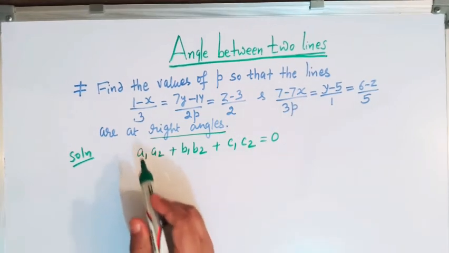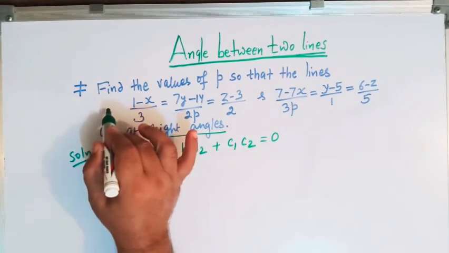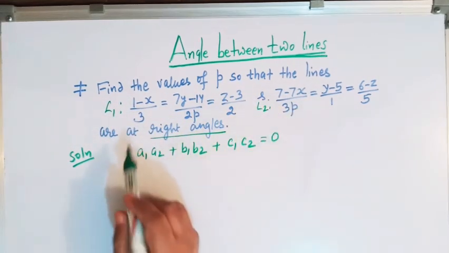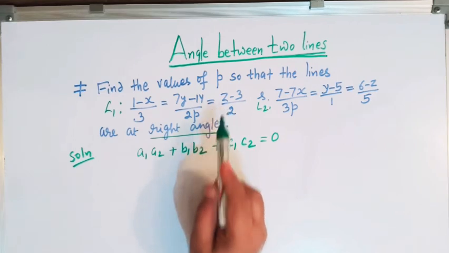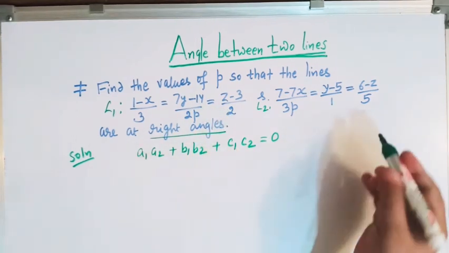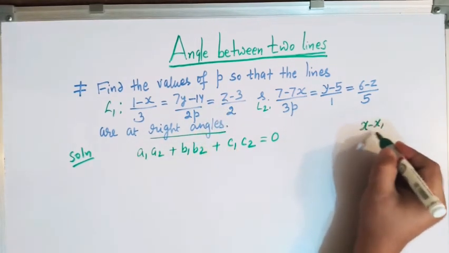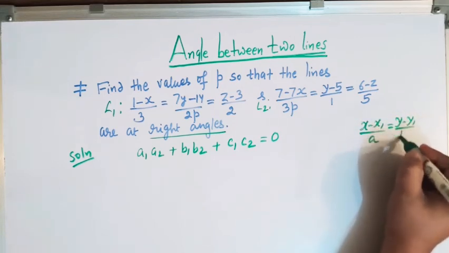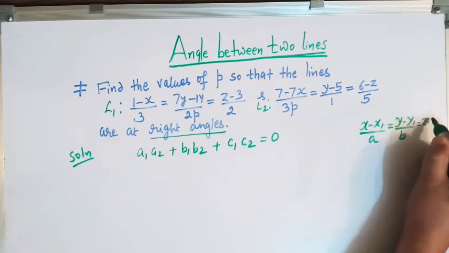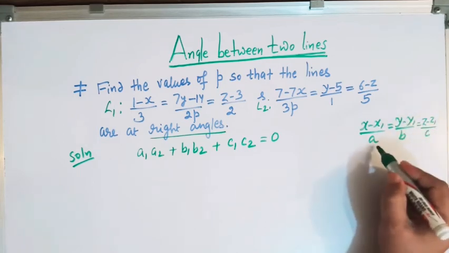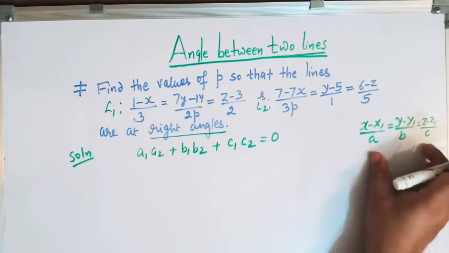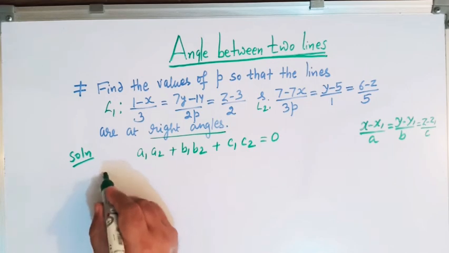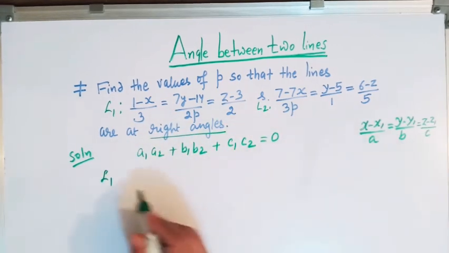So let us first convert these two lines, this is line L1 and this is line L2, into standard form, right? So what is the standard form? Standard form is x minus x1 by a, y minus y1 over b, and z minus z1 over c, where a, b, c are the direction ratios. So let us change this equation into this form, right?